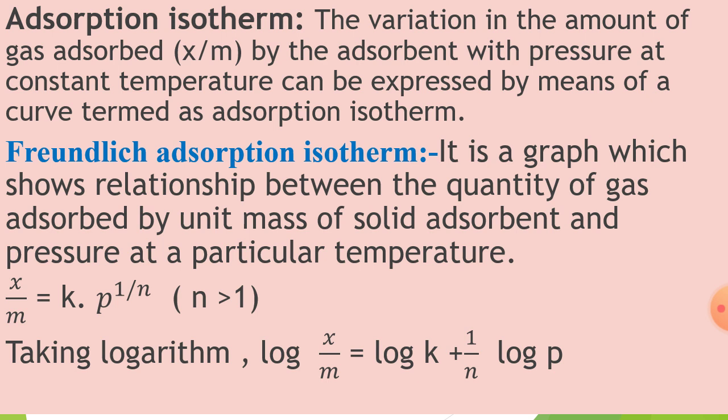So now let us focus on the Freundlich adsorption isotherm. It is a graph which shows the relationship between the quantity of gas adsorbed by unit mass of solid adsorbent, that is x by m, and pressure at a particular temperature. He gave a formula, that is x by m equal to k times p power 1 by n. Here n is more than 1.